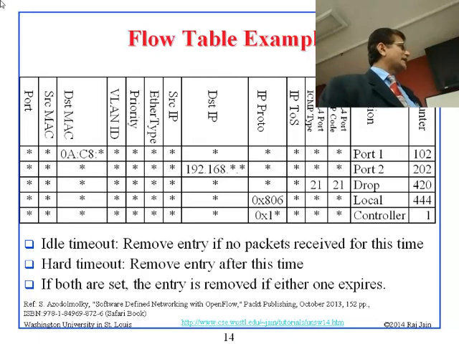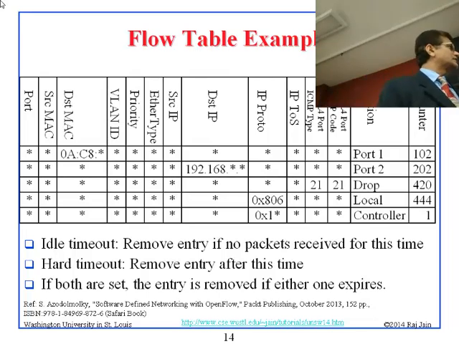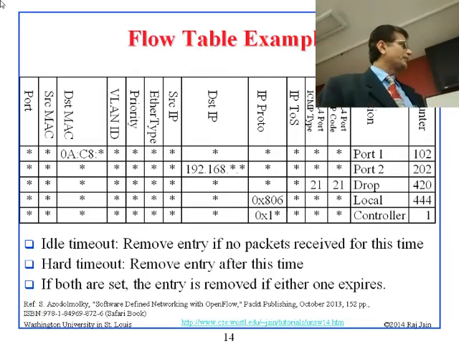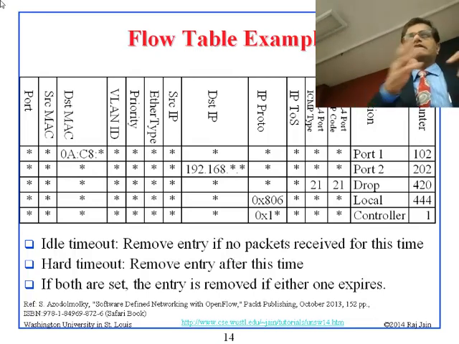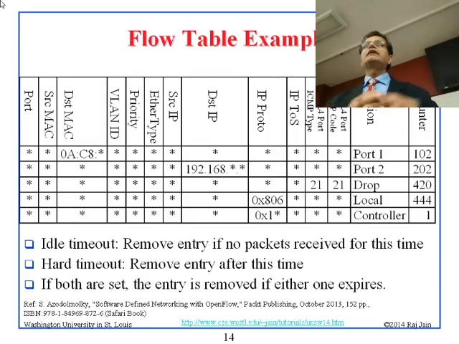If the destination IP address is 192.168, then send it to port 2. If it is port number 2121, then drop the packet, regardless of what the source and destination are. If the protocol type is 806, send it to the CPU. Local means in the local stack, which means CPU, and increment the counter 444. If it is 0x1 star, then send it to the controller. So this is an example of a table where you are told some fields which are don't care, and some fields you care about. So you match that accordingly and take that action.